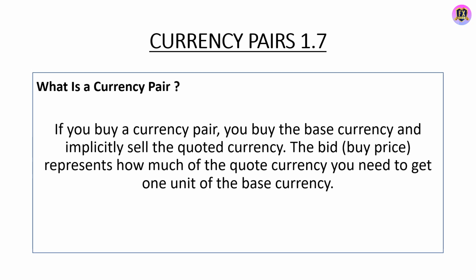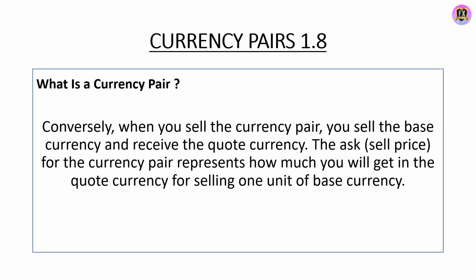If you buy a currency pair, you buy the base currency and implicitly sell the quote currency. The bid, or buy, price represents how much of the quote currency you need to get 1 unit of the base currency. Conversely, when you sell the currency pair, you sell the base currency and receive the quote currency. The ask, or sell, price for the currency pair represents how much you will get in the quote currency for selling 1 unit of base currency.